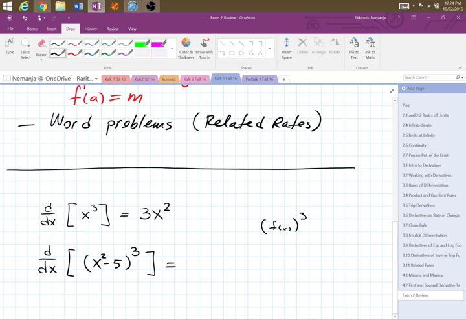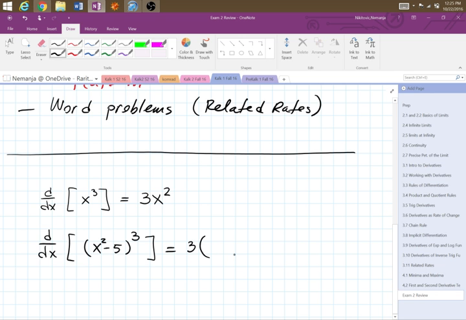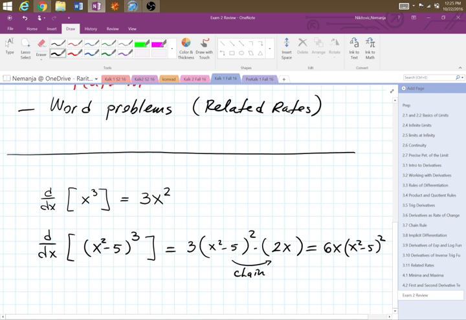So you have the outer function, which is x cubed, and the inner function, which is x squared minus 5. The derivative of the outer function would be 3x squared, but instead of that x, we have to write x squared minus 5, and then times the chain, which is the derivative of the inside, 2x plus 0, so just 2x, for a total of 6x times (x squared minus 5) squared. So that is the chain rule.